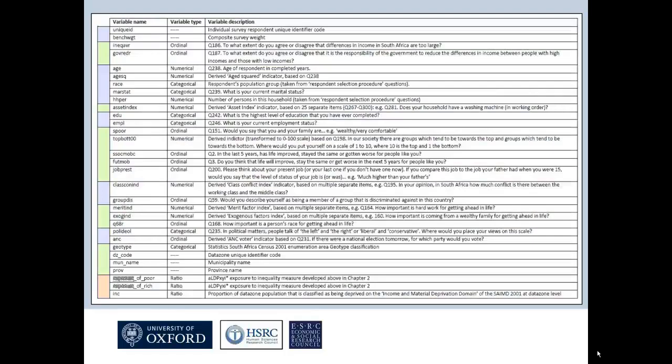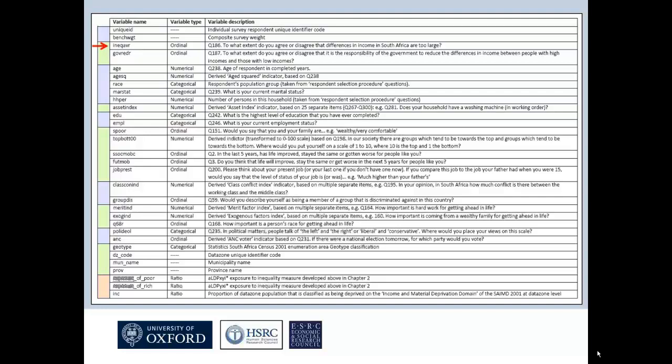So this is the final set of selected control variables, and indeed our dependent variables, which fed into the modelling process. Firstly, we have the individual unique identifier from the survey. This wasn't actually used as a modelling variable, but it was in the modelling dataset. We had a composite survey weight, which was constructed by the Human Sciences Research Council in the construction of the survey.